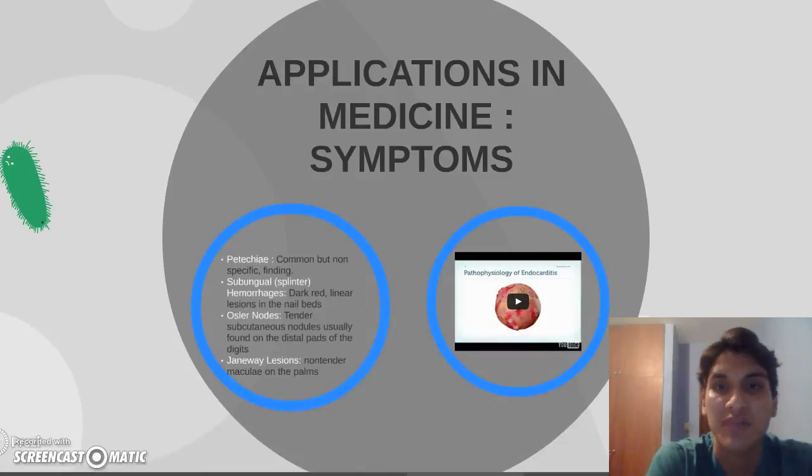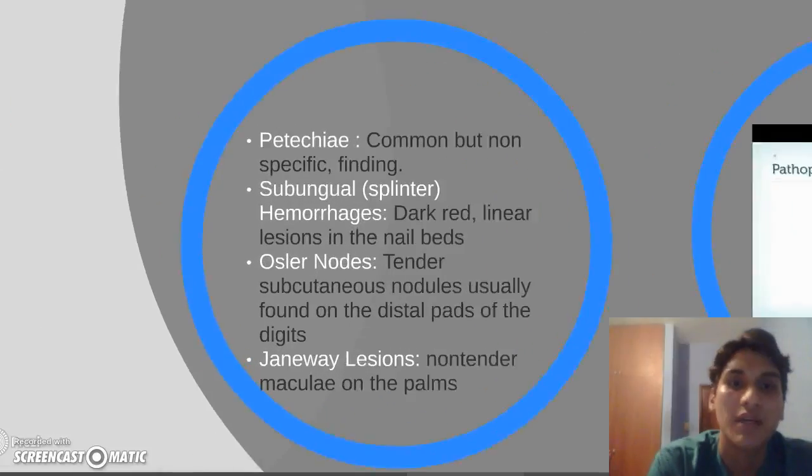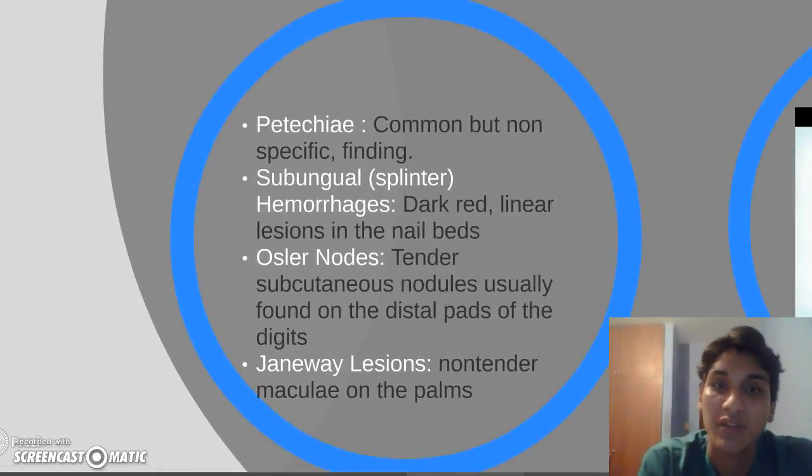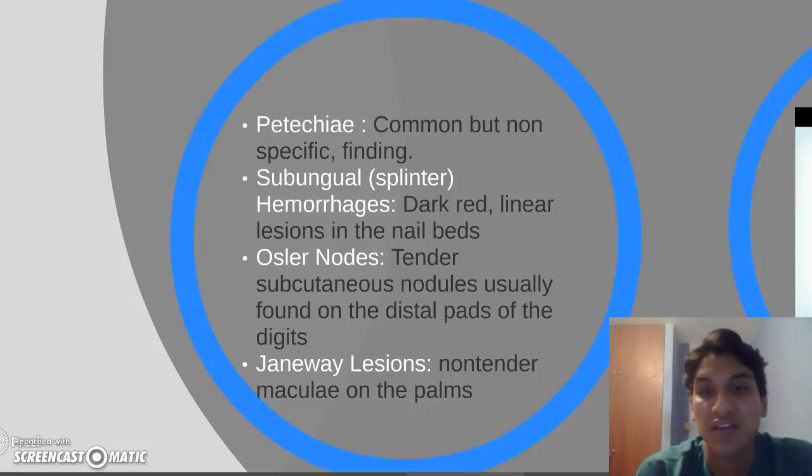The applications in medicine. The symptoms: petechiae are common but not specific. Splinter hemorrhages are dark red linear lesions in the nail beds. Osler nodes are tender subcutaneous nodules usually found on the distal pads of the digits, and Janeway lesions are non-tender macules on the palms.